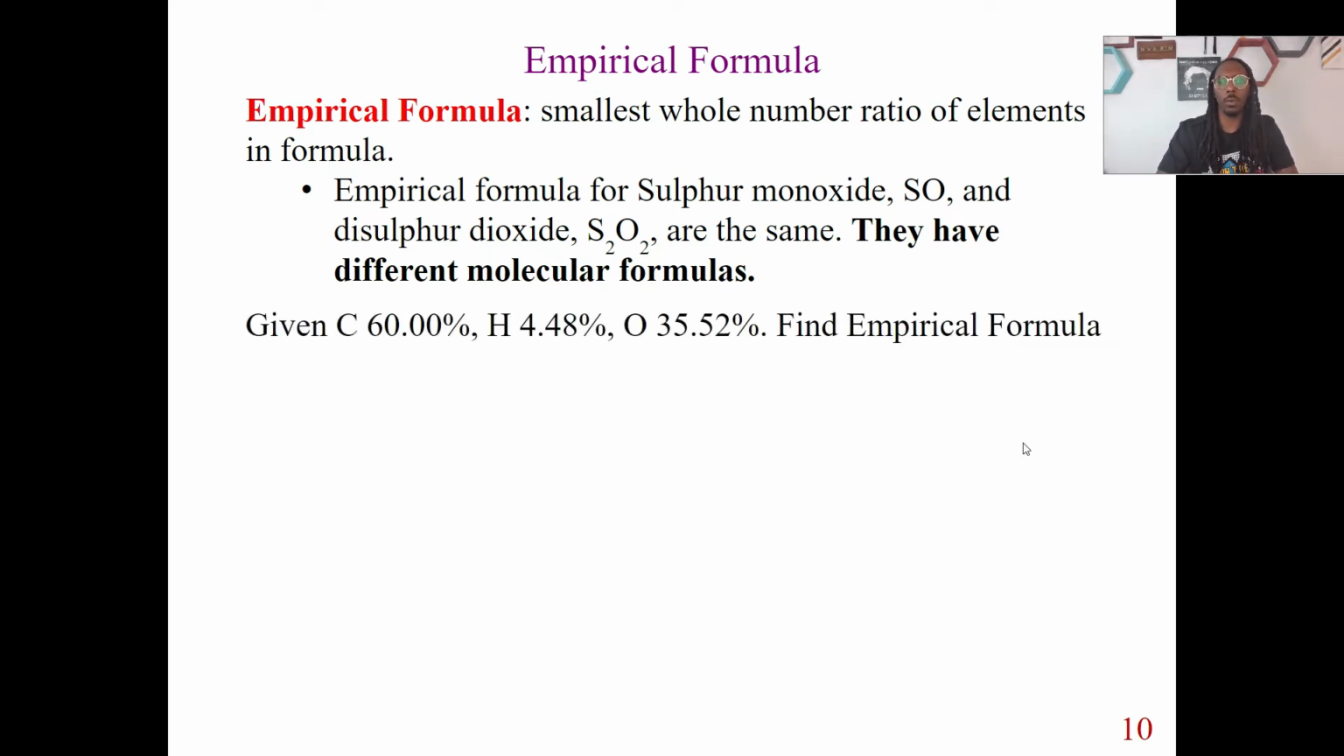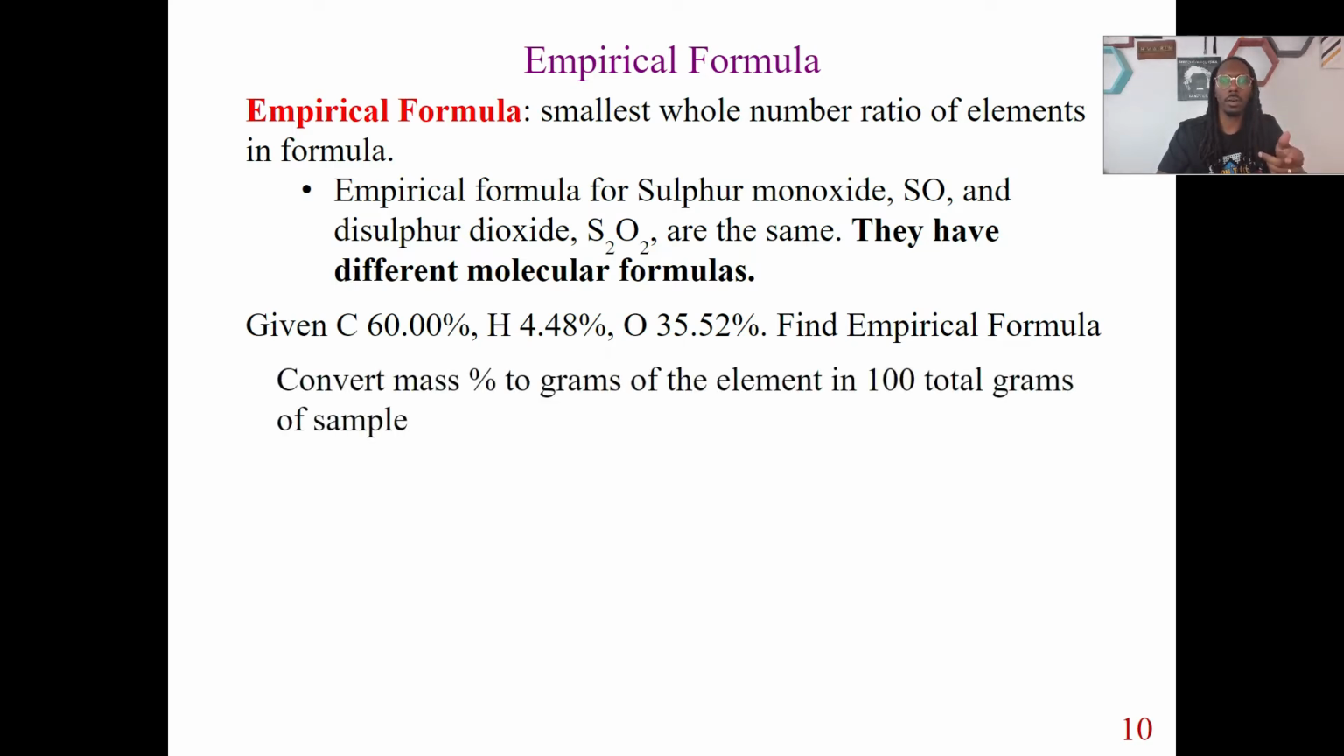So when it comes to finding the empirical formula, let's go over how we're going to do that today. Let's say that we have a compound that's 60% carbon, and in this compound, we have hydrogen, which is 4.48%, and then we have some oxygen too, which is 35.52%. So we know the percentages of our carbon, hydrogen, and oxygen in this compound. I need to find the empirical formula. So how are we going to find it? I'm going to give you step by step how you always find the empirical formula.